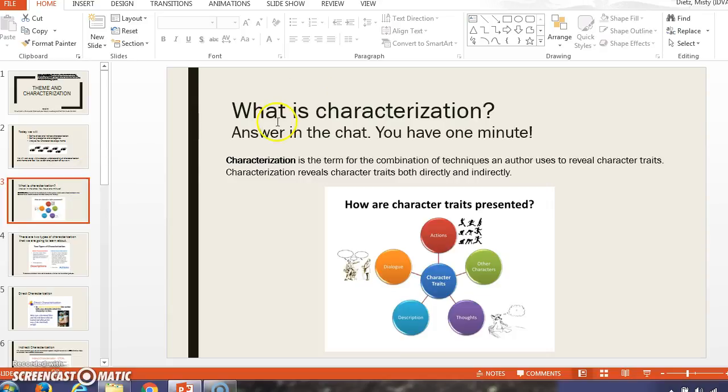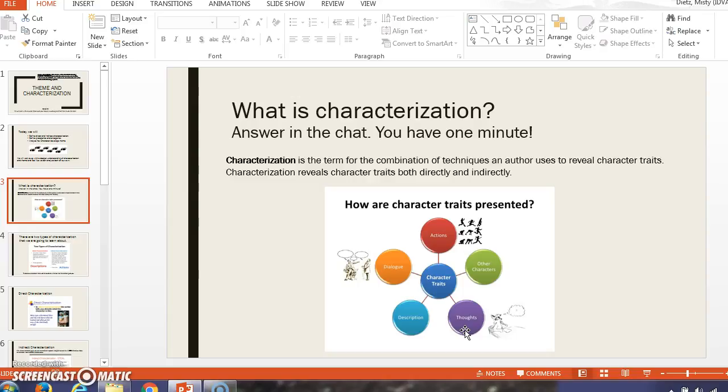Characterization is the term for the combination of techniques an author uses to reveal traits. Characterization reveals traits both directly and indirectly. You can learn a lot about a character through their actions. So that's one way that an author uses characterization. You can learn a lot about a character through other characters and their responses to the particular character that you're analyzing. So you can learn a lot through their reactions to that character, through the dialogue that they have with that character. You can also learn a lot about a character through their thoughts, especially if you have a text written in first person point of view. You get to hear the character's thoughts all throughout the text, and that reveals quite a bit about a character.